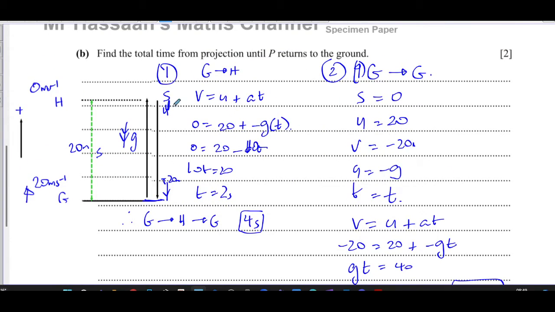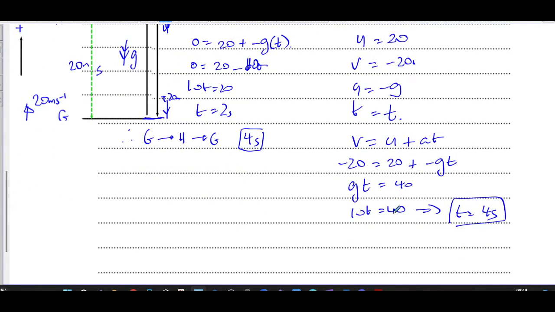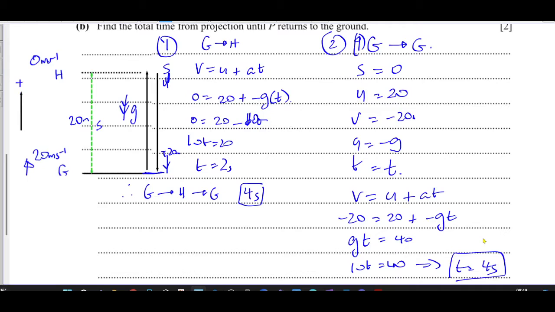Here we took G to H, and we knew that the time going up will be the same as the time going down, back to the same level, if there's no air resistance. Okay, and we get t equals 4 seconds. And there's a third way of doing it, which is a bit longer, but it makes us understand.